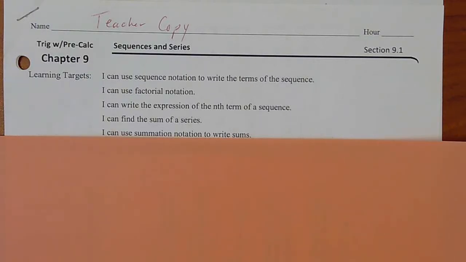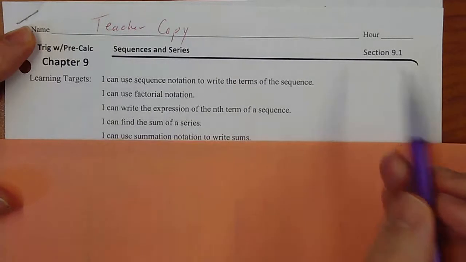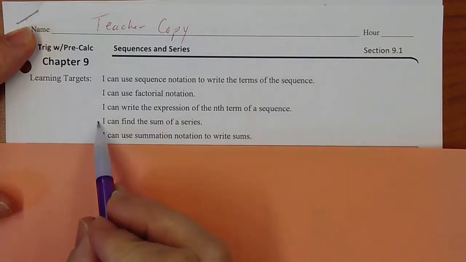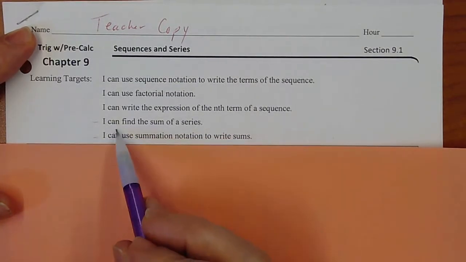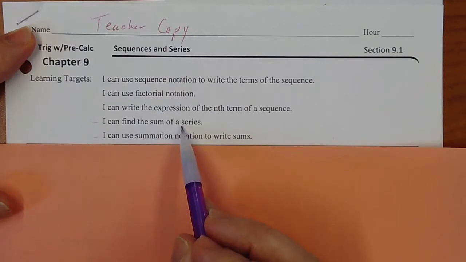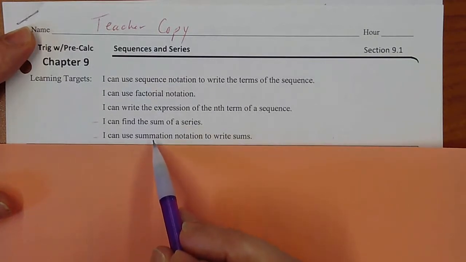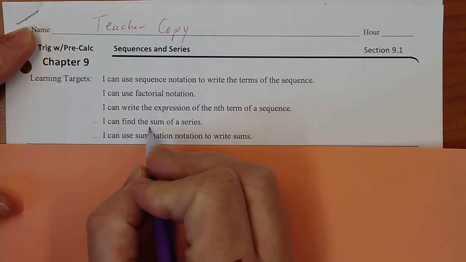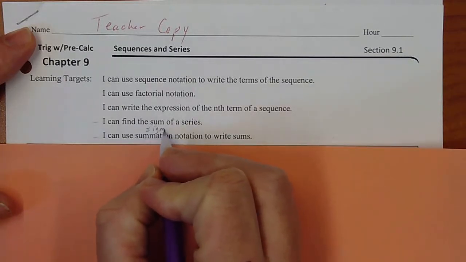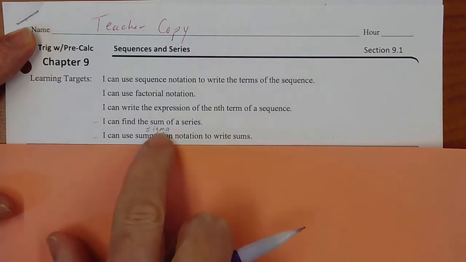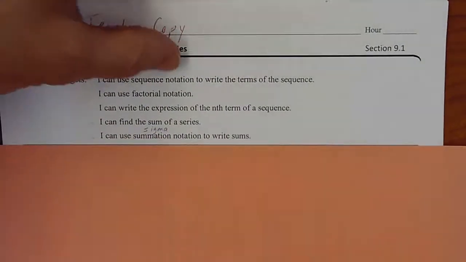Okay, here we go. Day 2, section 9.1. We got these two learning targets to finish up, okay? I can find the sum of a series, and then we're going to use something called summation notation to write sums. This is also referred to as sigma notation as well, because of the Greek letter sigma. Let me show you.